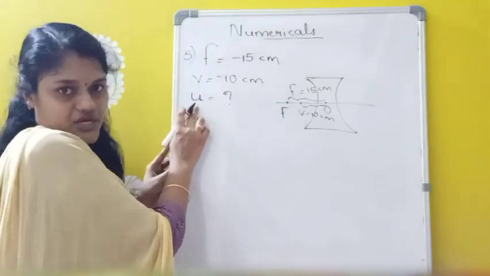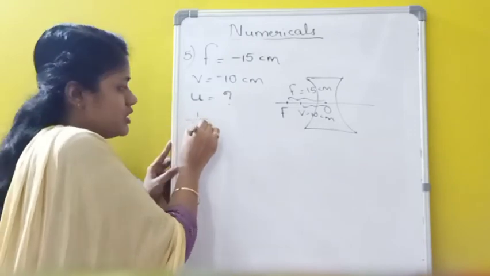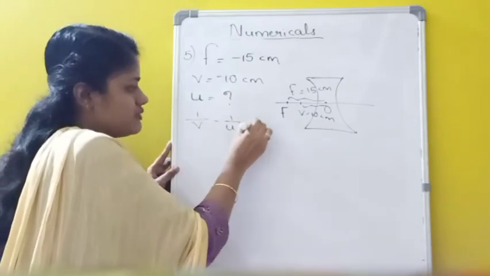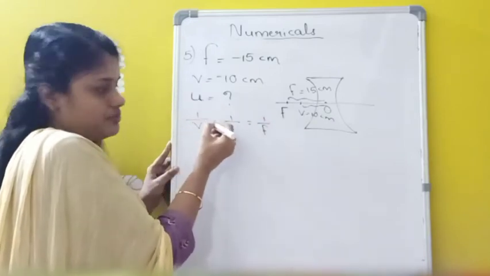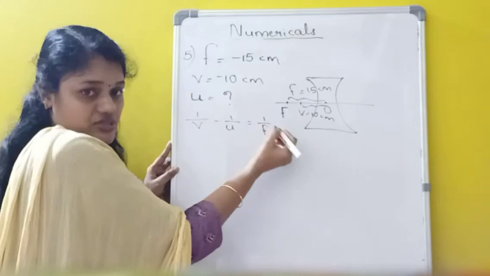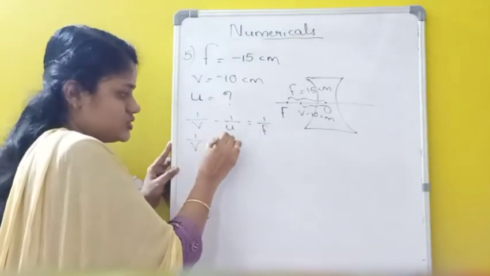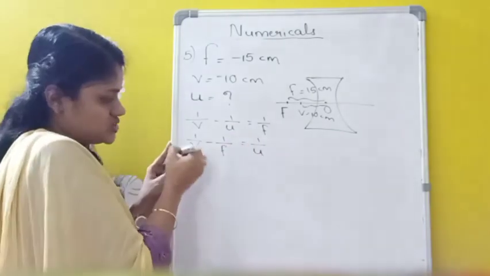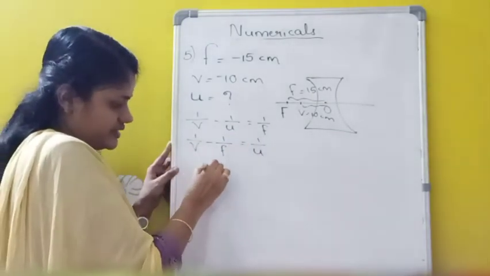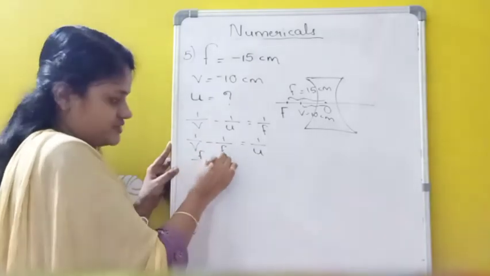And we have to find which one? U. That means we can use which formula? Lens formula: 1 by V minus 1 by U equals 1 by F. So from this we need 1 by U only. So 1 by U I am taking on the right hand side, and 1 by V on the left hand side. So 1 by V minus 1 by F equals 1 by U. So I am taking LCM here, VF. So here F minus V.